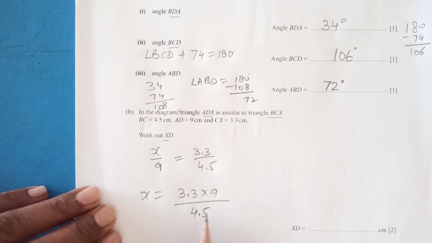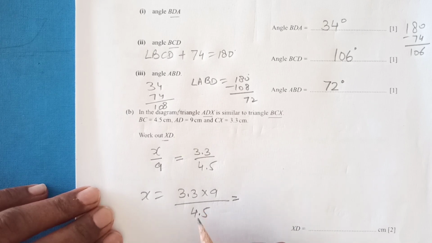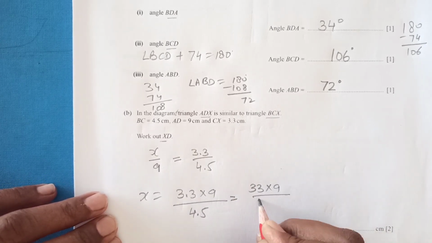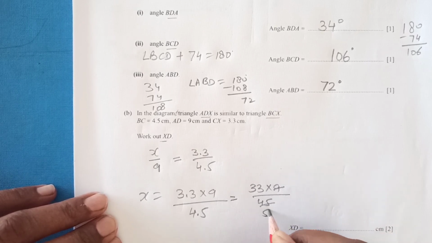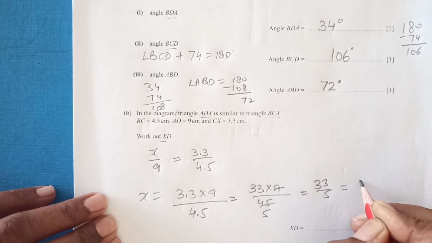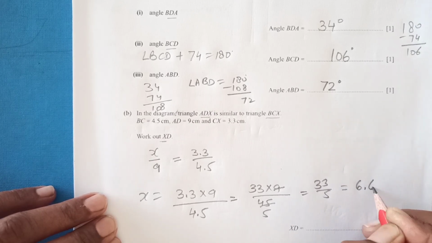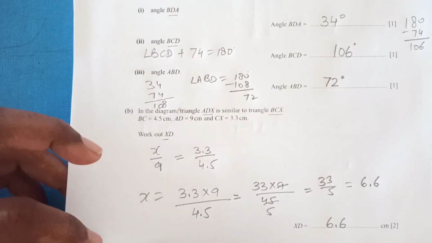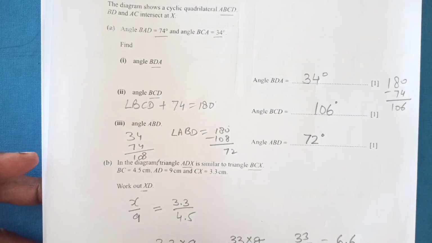Now this decimal and decimal get cancelled because they are both one place. So this will be 33 times 9 over 45. So 9 times 5 is 45, so 33 over 5, this is 6.6. So XD is going to be 6.6 centimeters, right? Now let's see what we have next.